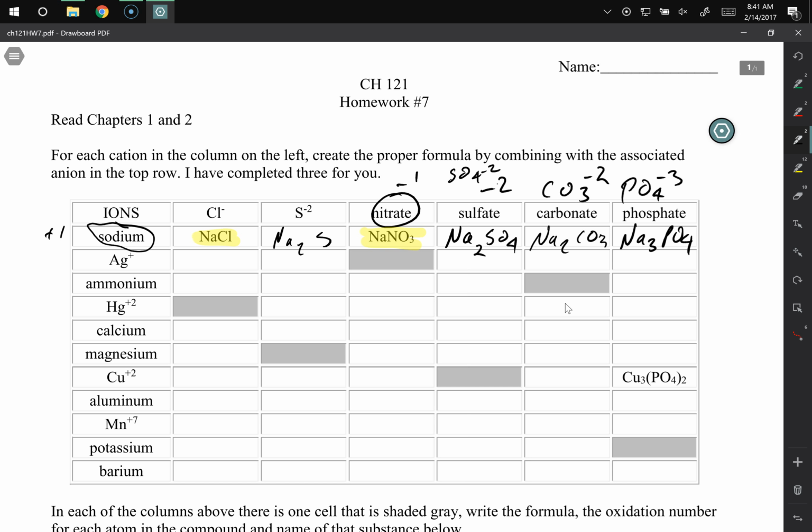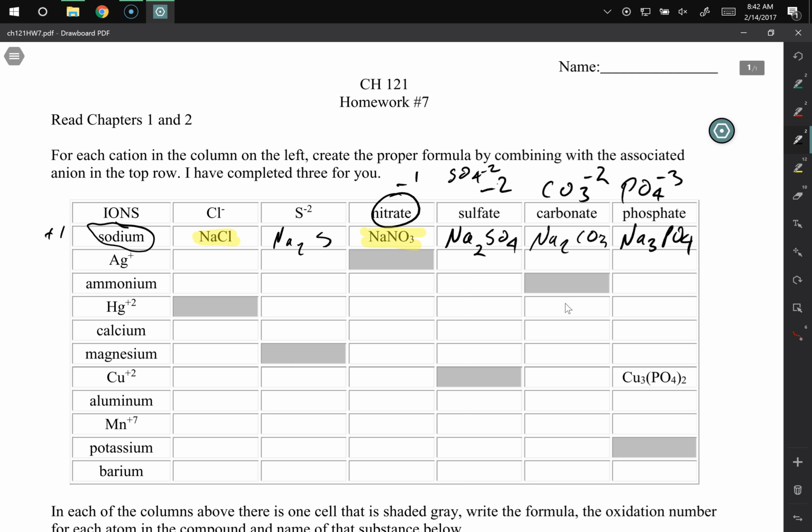Okay, so how about this one? What kind of substance is silver? It's a metal. So these are all ionic compounds, so we're going to name them as ionic compounds. This silver's charge is plus one. So tell me how this row will compare to the first row. It's going to look exactly the same. I'm just going to swap Na for Ag. Why? They have the same charge.